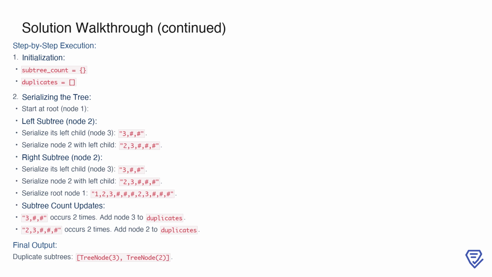When updating the subtree counts, we observe that 3 ### appears twice, so node 3 is added to the duplicates list. Similarly, 23### also appears twice, so node 2 is added. The final output for this example is duplicate subtrees rooted at nodes 3 and 2.